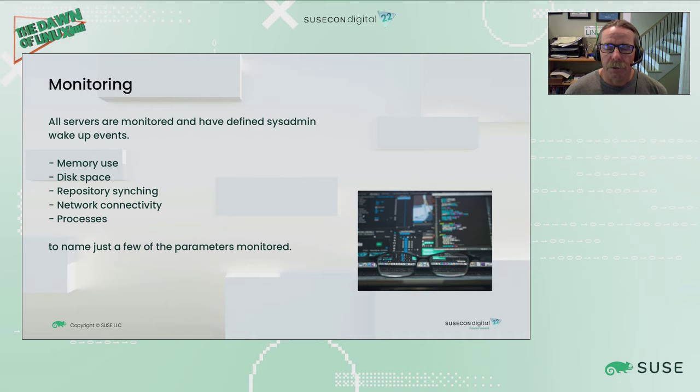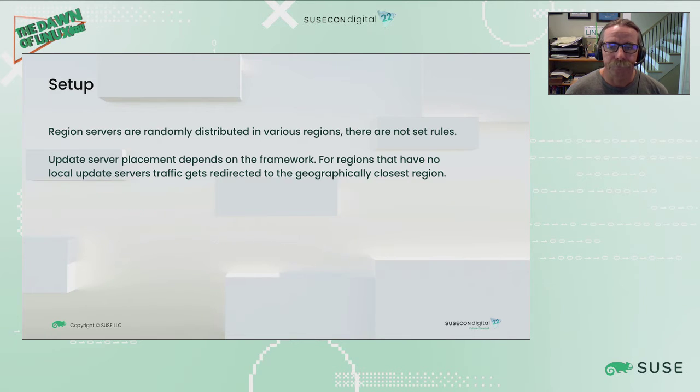A few words about monitoring of the update infrastructure. All servers are monitored 24/7 by a dedicated sysadmin team, and the servers have defined wake-up events. Here's a list of just a few of the categories or metrics that we monitor. In addition, we also monitor CPU load, and when we see there is a large number as more clients are registered and updates happen more often, we also increase the sizes of the update servers.